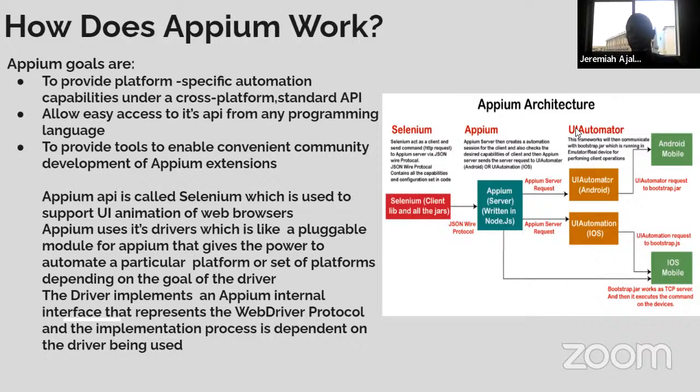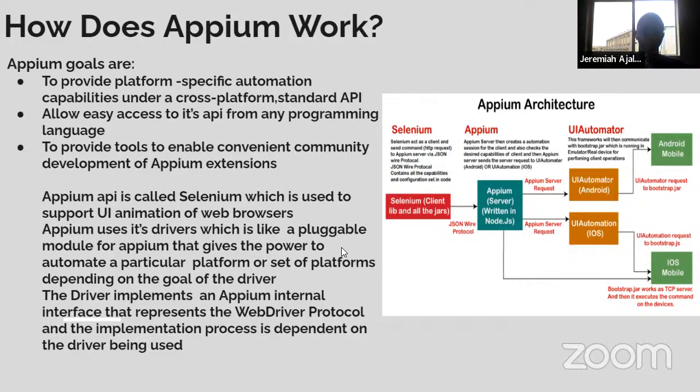And there's an image here showing the architecture of how it works, and just a brief summary. So that's the Selenium API acting as the client and sending commands, which are API HTTP requests. You can also make it an HTTPS request if you want. Then it sends it to the APM server via a request. Then it will act as the wire protocol.